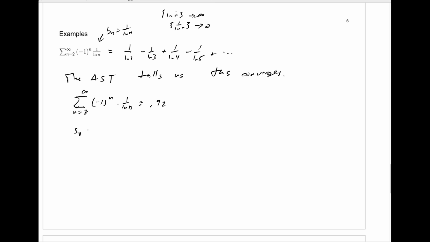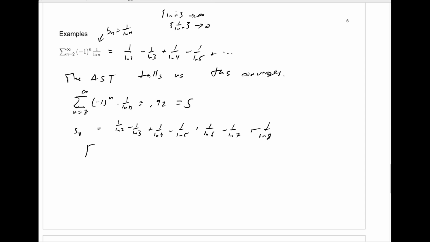I'll still just use s sub 8, and I'll call that 1 over log 2 minus 1 over log 3 plus 1 over log 4 minus 1 over log 5 plus 1 over log 6 minus 1 over log 7 plus 1 over log 8. How close is that to the actual sum s, which is about 0.92?